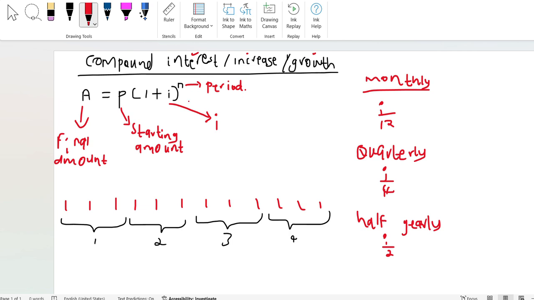And the n, if it is compounded monthly, you multiply the n by 12. And if it is compounded quarterly, you multiply the n by 4. Half yearly, you multiply the n by 2. So on the interest, you divide, and on the value of n, which is the period, you multiply. So this is, in short, how we can describe the compound interest formula.